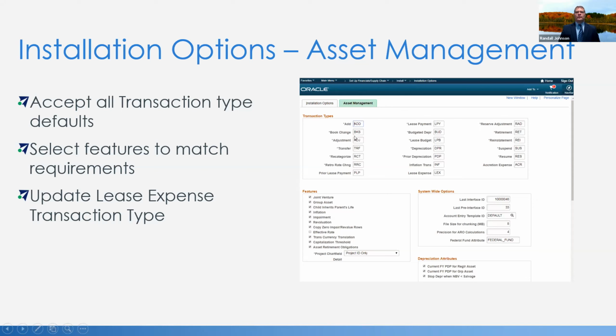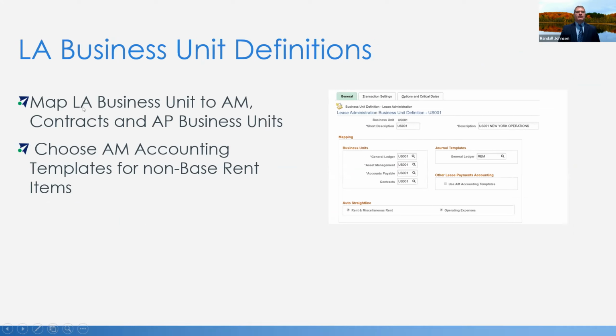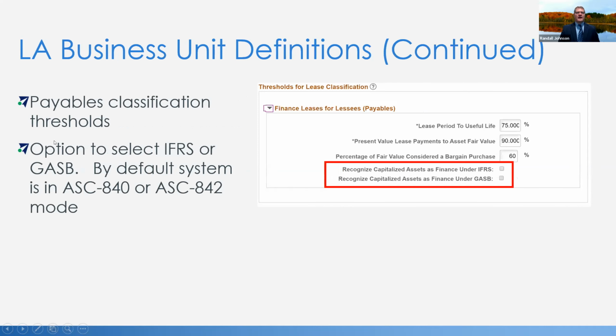And then you will be able to on your installation options. There's going to be settings that you need to update because the installation or the flagging of the lease admin module being in place will have new items that you have to select. All right. This is you've got to map your lease admin business unit to an asset management business unit, and then a contracts and AP business unit as well.